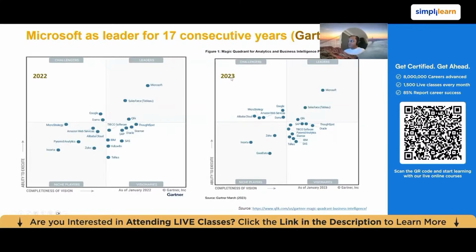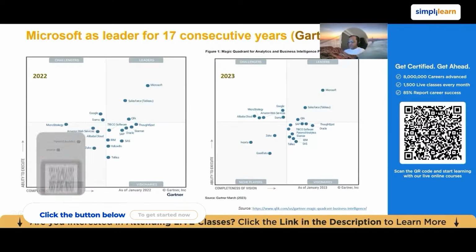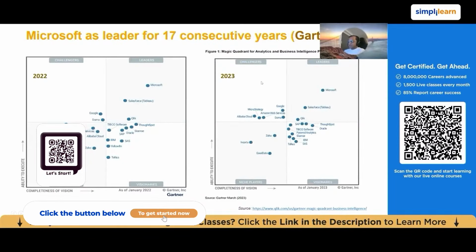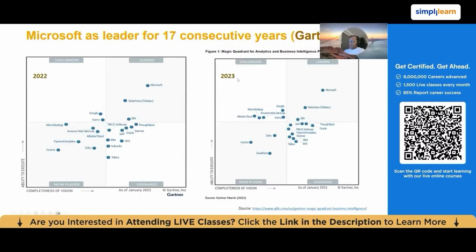Now in 2023, what was the scenario? The scenario was the same. Microsoft was number one, Salesforce Tableau was number two, and Qlik was number three. Here you can see a little change: MicroStrategy, which was in niche players, has now shifted to challengers in 2023. Maybe Alibaba Cloud also came over here. So some changes occurred.